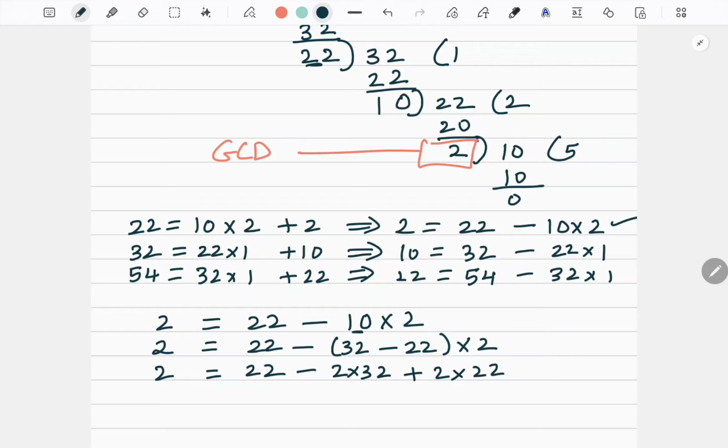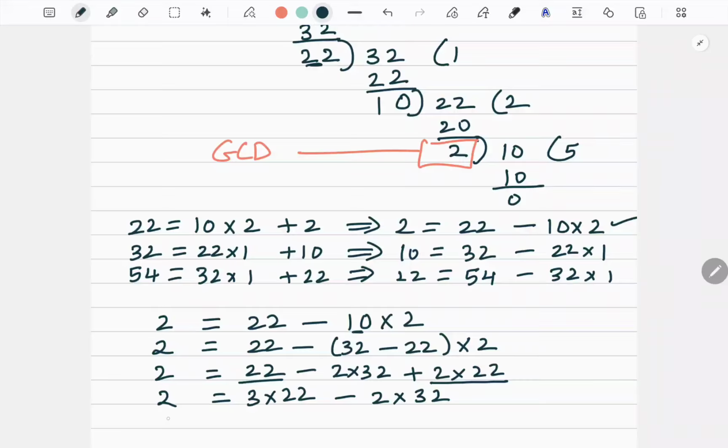Correct? Now next one is 22. So I have to retain 22. That you keep in mind. Okay. So how many 22 are there? 2 22s are here and 1 22 is here. So total 3 22s I got. So 3 into 22 minus 2 into 32.